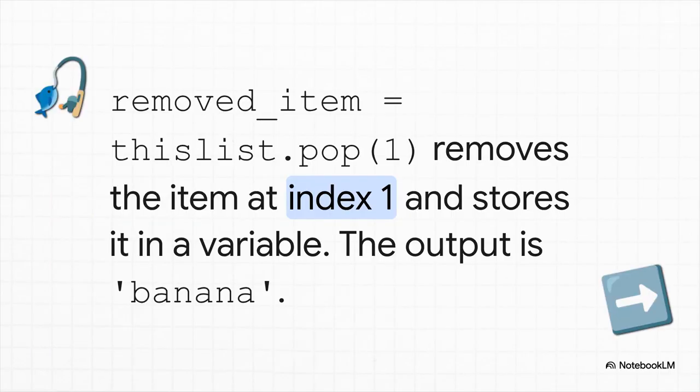In this example, we call list.pop(1). Now remember, Python starts counting from 0, so index 1 is actually the second item, which is banana. And notice what happens. Not only is banana removed from the original list, but we've captured it in our removed_item variable. This is so useful when you need to do something with the data you've just taken out.